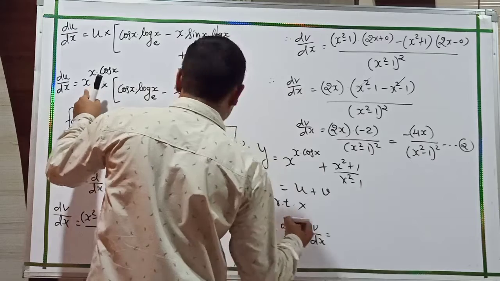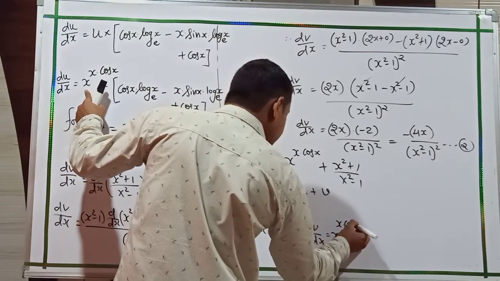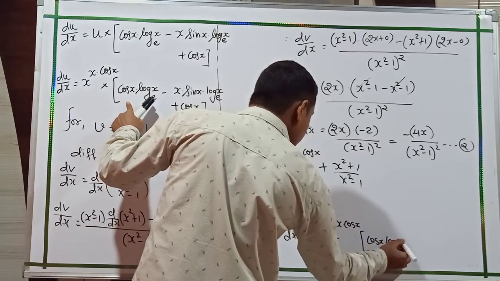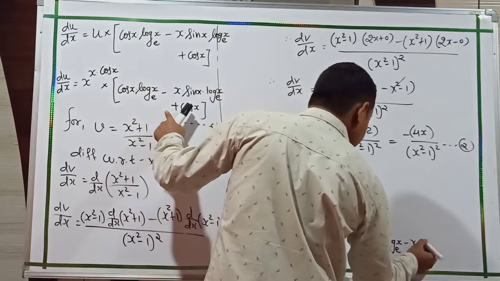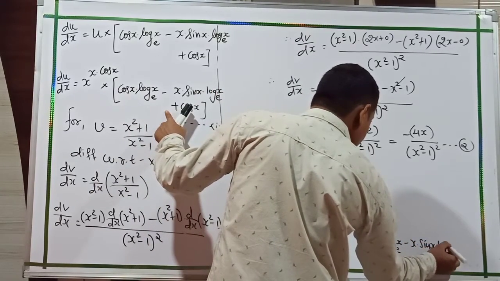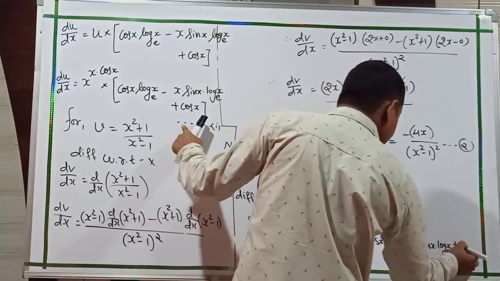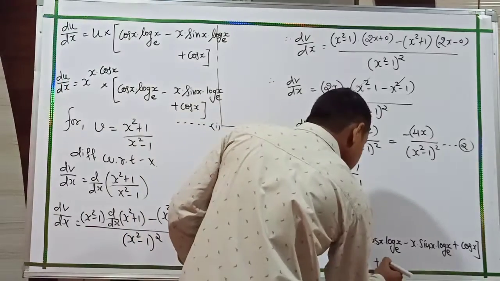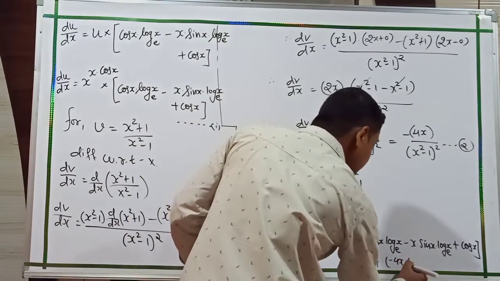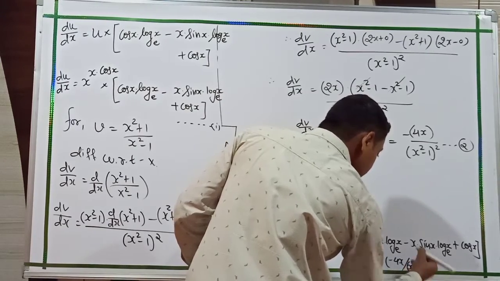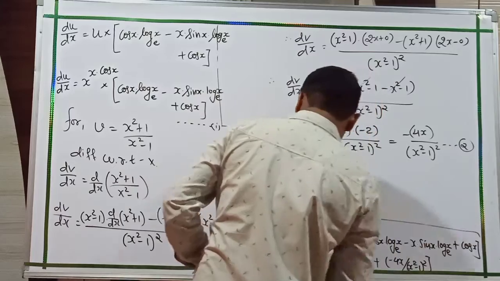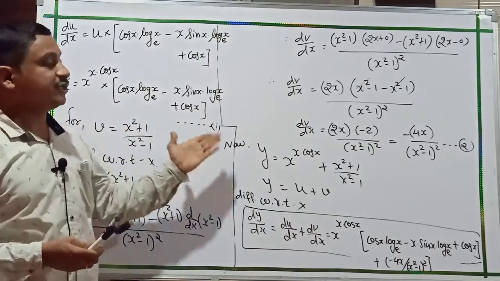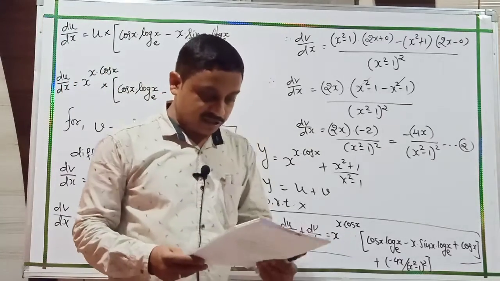So for this answer I just write x raised to x into cos x, and continue: cos x into log x base e, minus x into sin x log x base e, plus cos x. This value is for the first equation. And the last, continue: plus minus 4x upon x square minus 1 the whole square. Yes students, you are getting the final answer for this one. You are happily done with this question, students. And now question number 10 is done here.